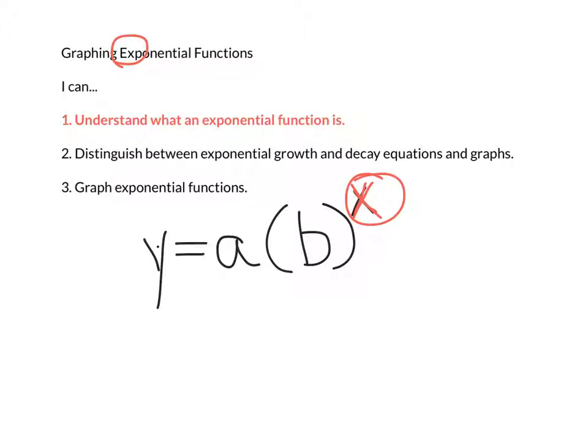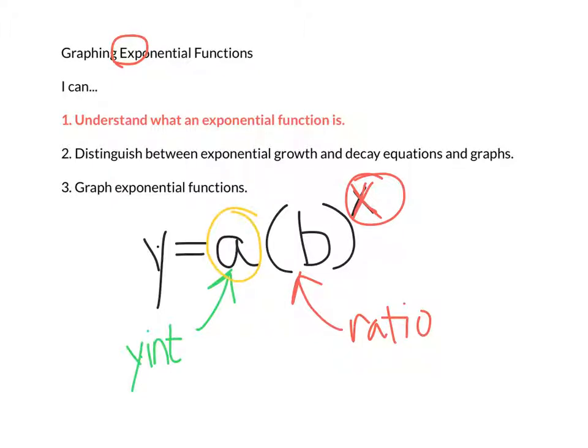Now this number that will go right here is your y-intercept. So it's where your graph is going to cross the y-axis. And this number right here is called your ratio. In the example I used a moment ago, you started with $3, and then each day I doubled it. So that equation would look like this: y equals 3 times 2 to the x, start with $3 but then double it each day.